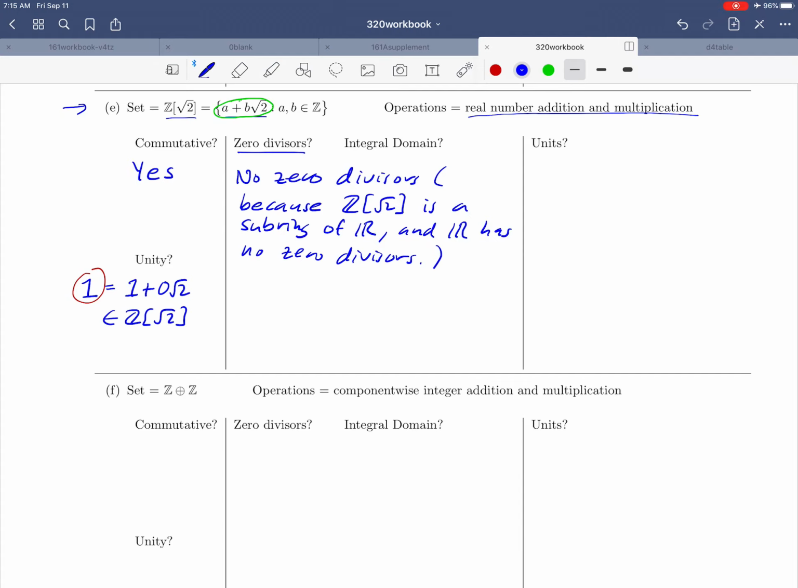And so what about the question of integral domain then? Is Z adjoined the square root of 2 an integral domain? Well, it's got to have 3 properties. It's got to be commutative, it's got to have a unity, and it's not allowed to have zero divisors. Notice that we have all 3 of those properties, and so therefore the answer has to be yes. Z adjoined the square root of 2 is an integral domain.